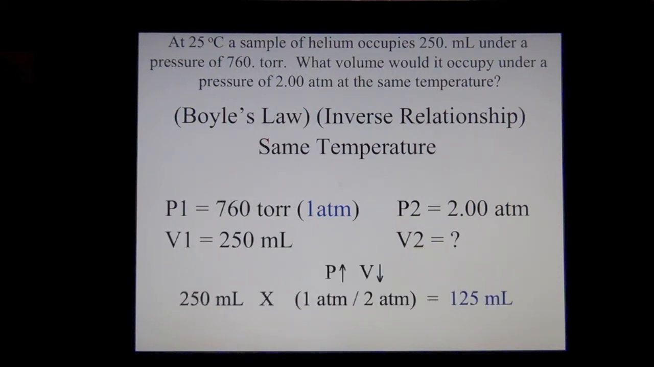What we see here is that sure enough there's an inverse relationship between pressure and volume. That means as one variable goes up, the other variable is going to go down. Here we're noticing that our pressure is increasing, so if our pressure is increasing by a factor of 2, our volume would have to decrease by a factor of 2. So here we see that we started off with 250 milliliters and our volume would have to go down to 125. We have to take half of the 250. So once again, if the pressure goes up by a factor of 2, the volume would have to go down by a factor of 2.